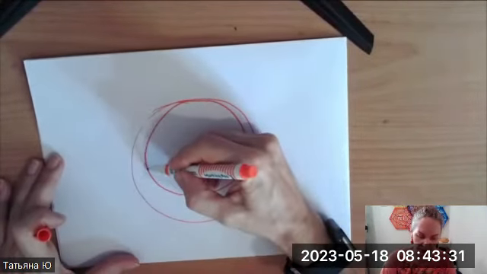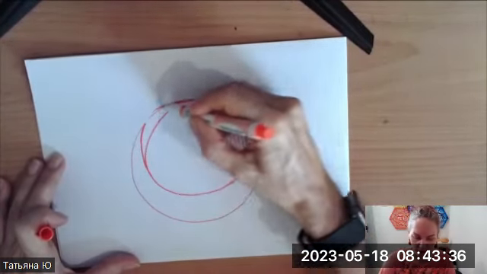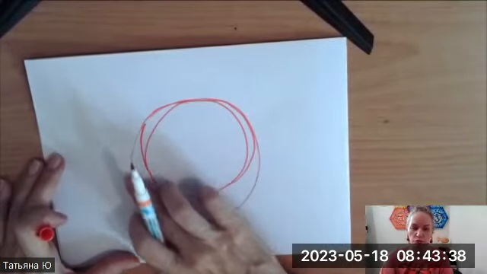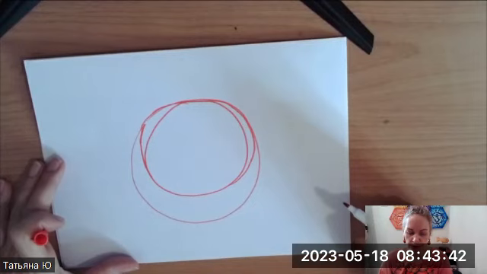Yeah, maybe a little bit like this. Yeah, so it's really a moon here. And it's a little bit not easy.